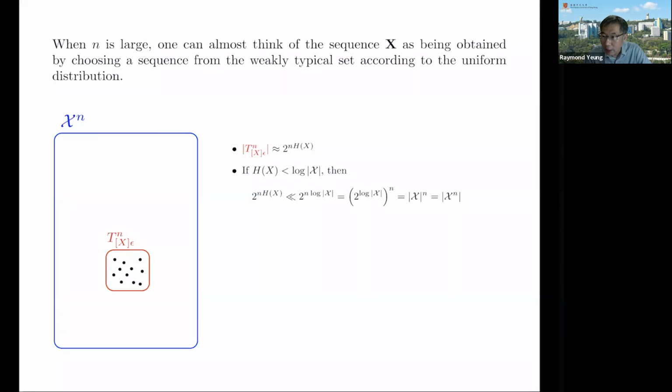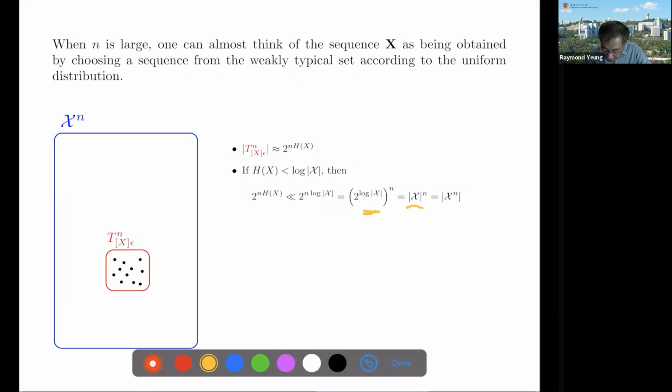then 2 to the power n times entropy would be much smaller than 2 to the power n times log of the size of the alphabet. Even though the difference may be small, when n becomes large, the difference becomes very large. And 2 to the power n times log of the alphabet size can be rewritten as 2 to the power log of the size of the alphabet, to the power n. And this is just the size of the alphabet to the power n, which is the size of all the sequences.